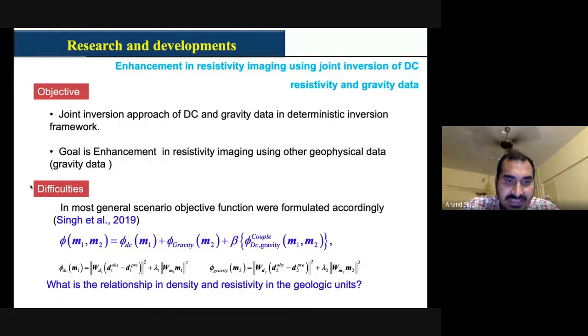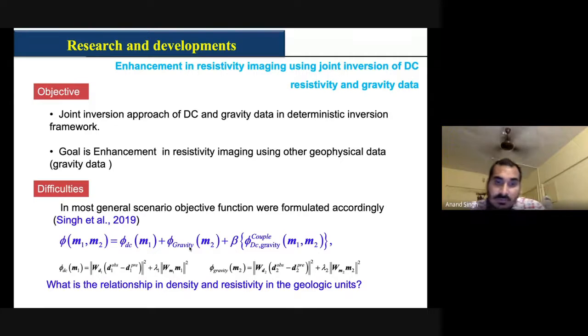The goal is very clear. We wanted to enhance our resistivity imaging with another geophysical data set, for example, gravity data. Now, in that kind of joint framework, what minimization function should we utilize? For example, this is the DC resistivity minimization function, which consists of two terms. Second is the gravity minimization function, which also consists of two terms.